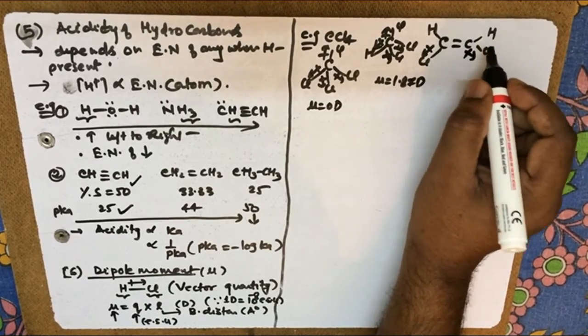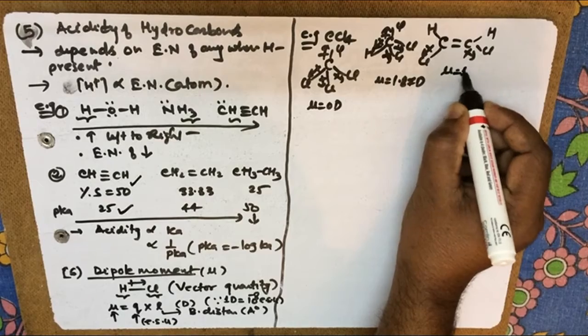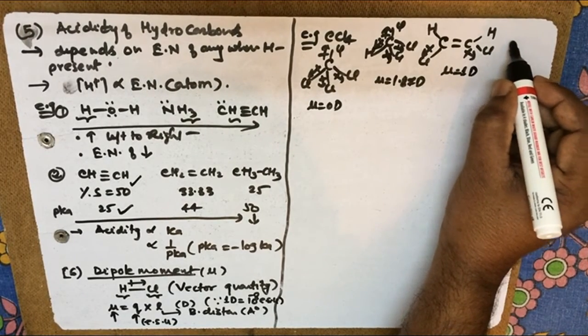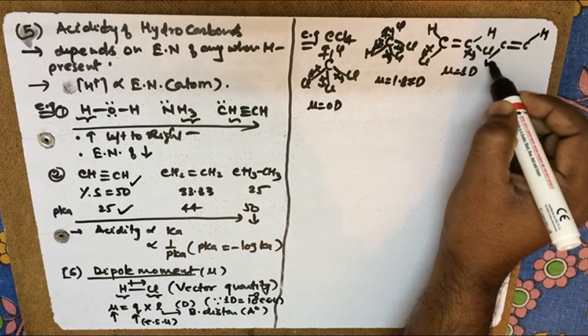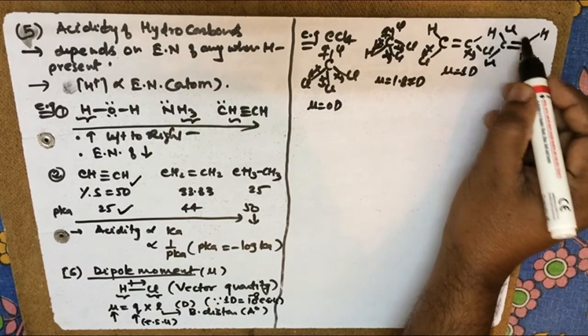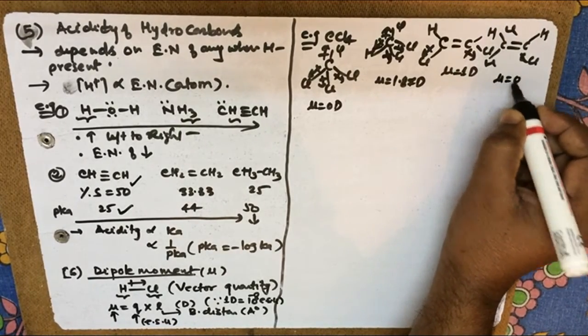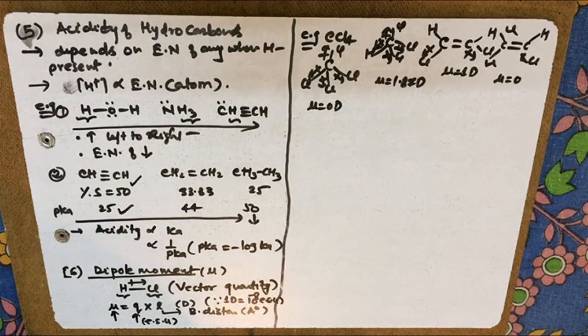So for this, the dipole moment is 1 D. Similarly for trans, the dipole moment is 0 D, because both are creating half dipole moments, that's why both are effectively cancelled out to each other, that's why the dipole moment is 0.